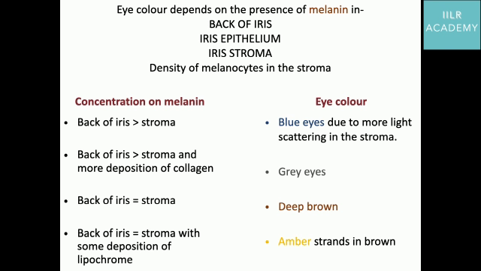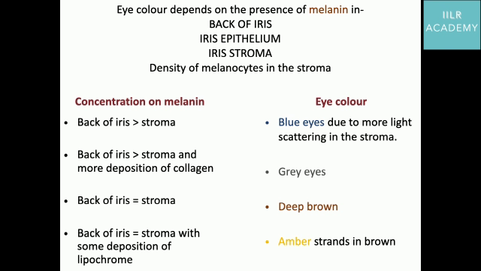This is the same principle which happens when we look at the sky and it appears to be bluer in color. When we actually go and dissect an eye, we get to see that the person, even who has bluer eyes, actually has brown eyes only. It is only because of this scattering that the eyes appear blue. Let's take another example. When the concentration of melanin at the back of the iris is more than in stroma but has some deposition of collagen, then the person will have grayer eyes.